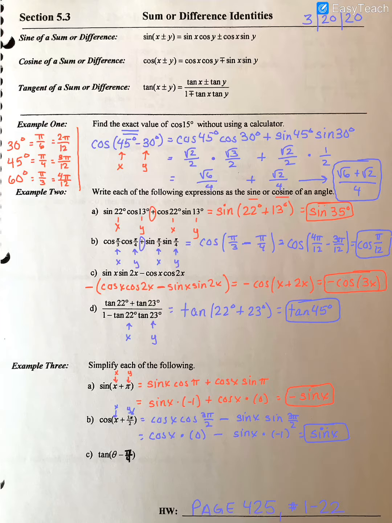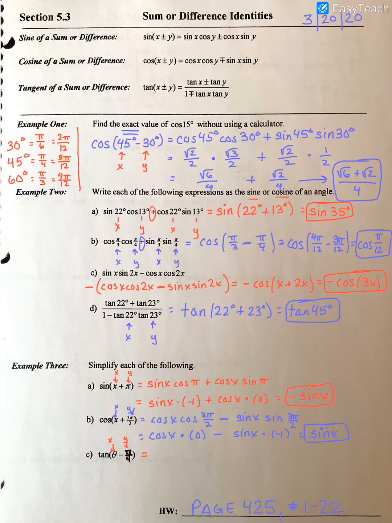Okay, last one. We get to practice with a tangent here. Tangent of theta minus pi over 4. Remember, theta is another variable just like an x or a y. So I'm going to identify my x and y here and work through this one. This one's not a quadrantal angle, but that's all right. We're still going to do the same technique. So tangent of theta minus pi over 4.